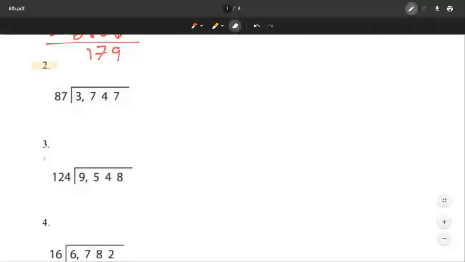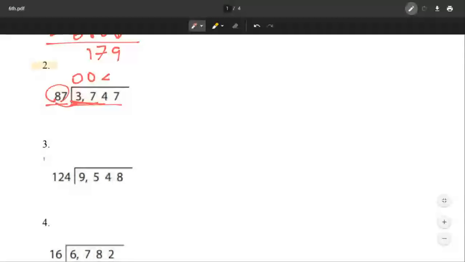Let's erase this. Okay, now we're dividing 3,747 by 87. And again, we're asking ourselves, how many times does 87 go into 3? 0 times. How about 37? Still 0 times. How about 374? Well, it goes into 374 4 times, right?